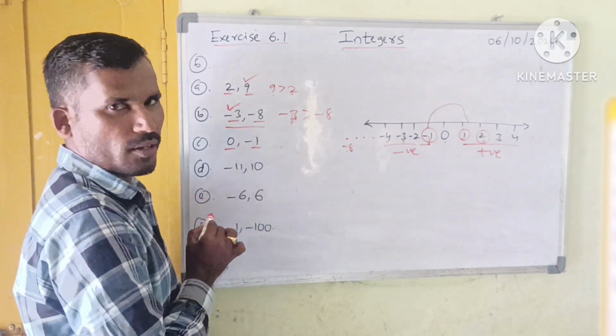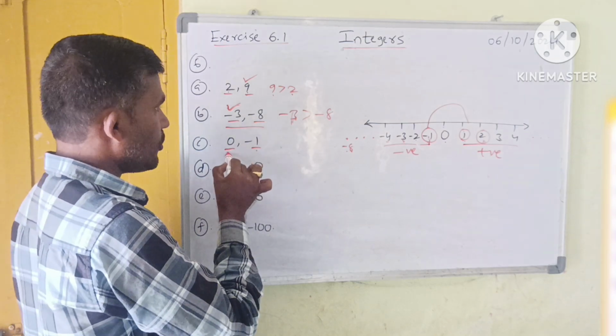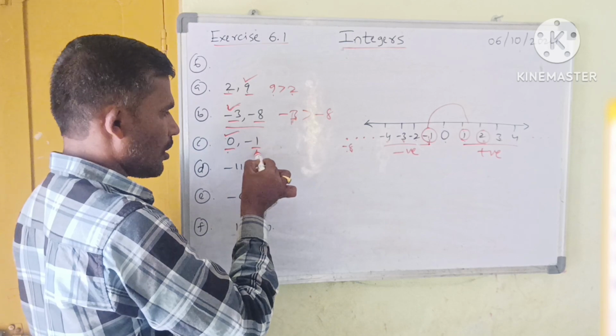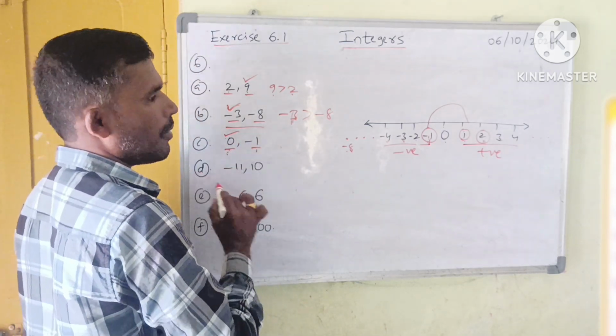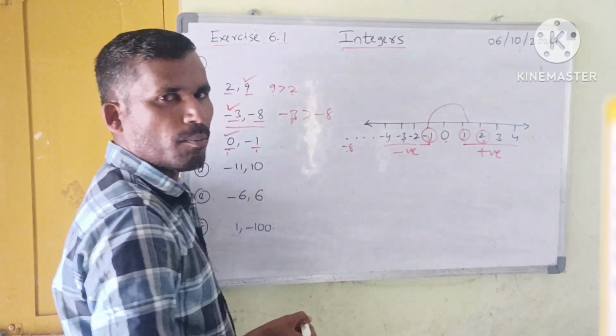0, -1. So 0 is greater than -1. 0 is greater value than -1. So that's why 0 is right side to the -1.